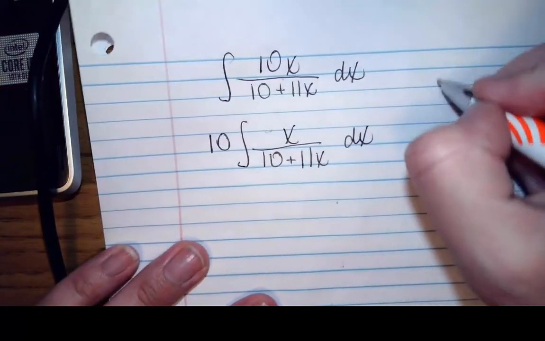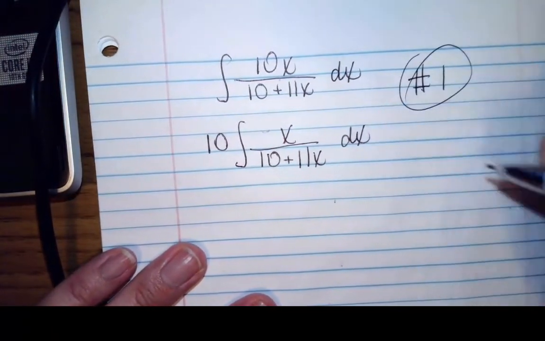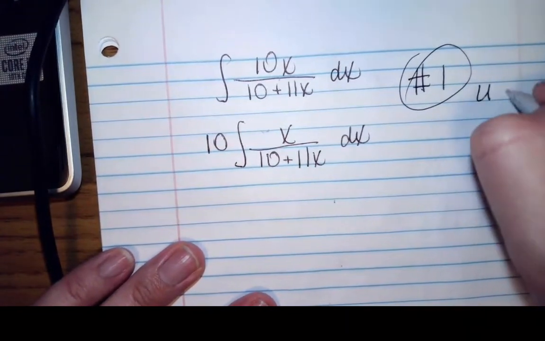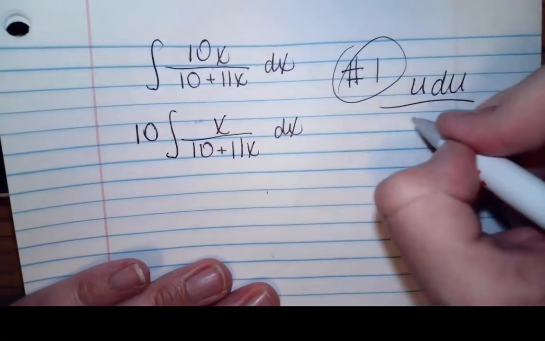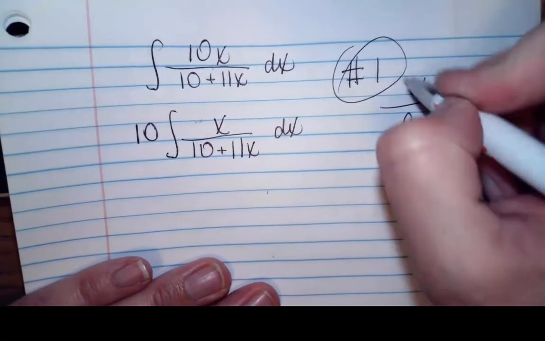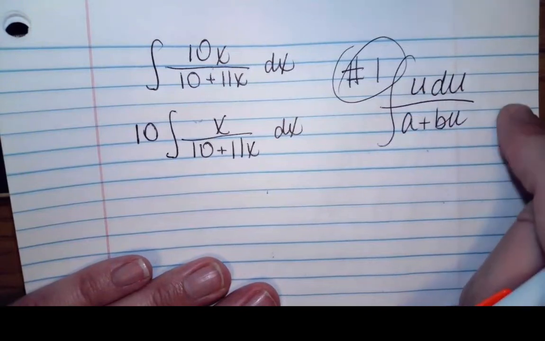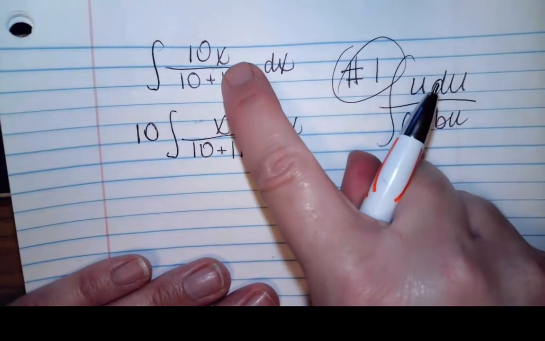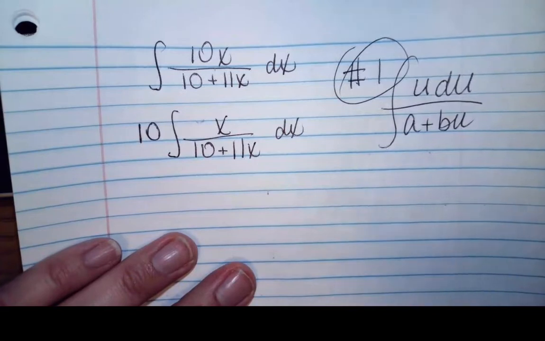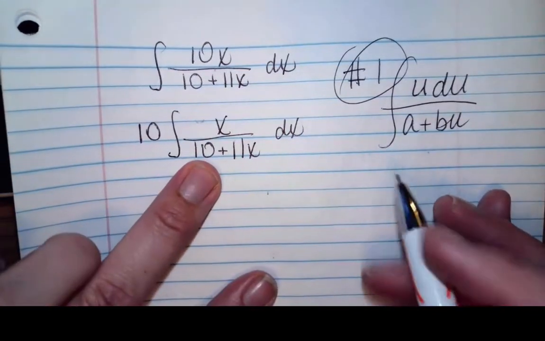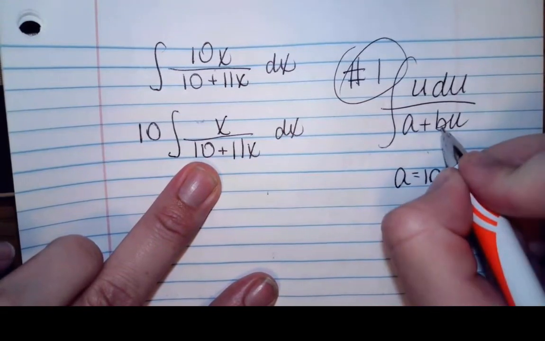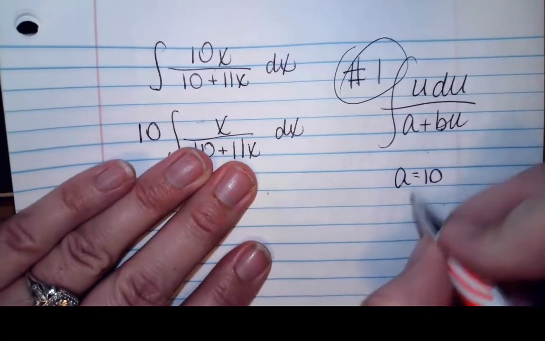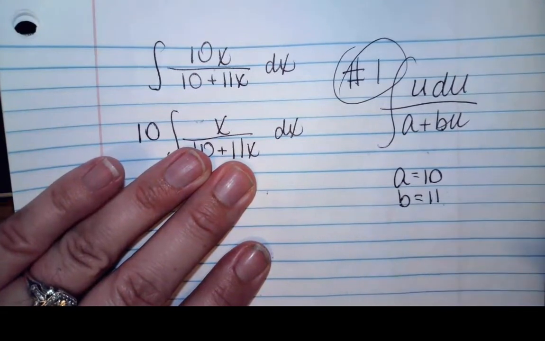So I'm going to go ahead and assume that we are making this match formula number 1, which is of the form u du over a plus bu. Okay, and remember that du can either be on top or out to the side. So that dx could be up top or out to the side. So what is my a? Well, my a in this case is 10. Okay, what is my b? The b is the coefficient on x. So my b is 11.